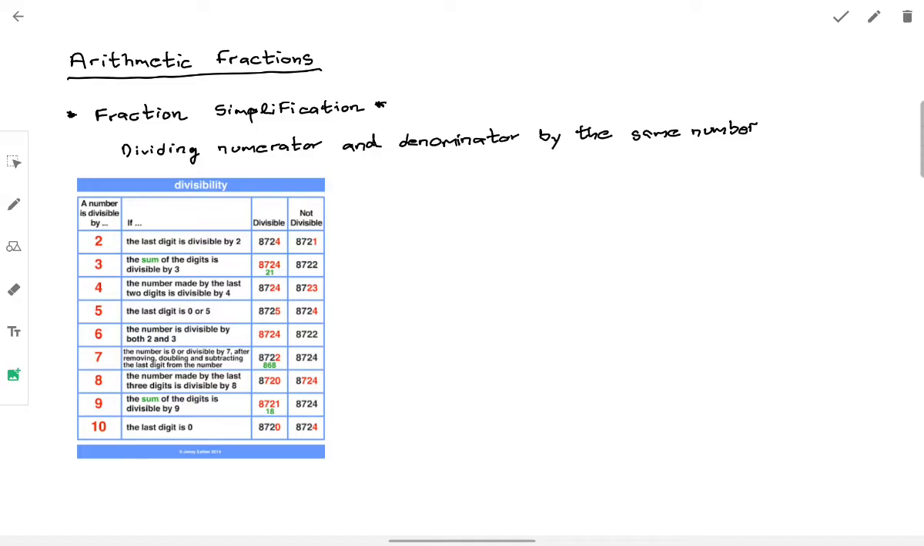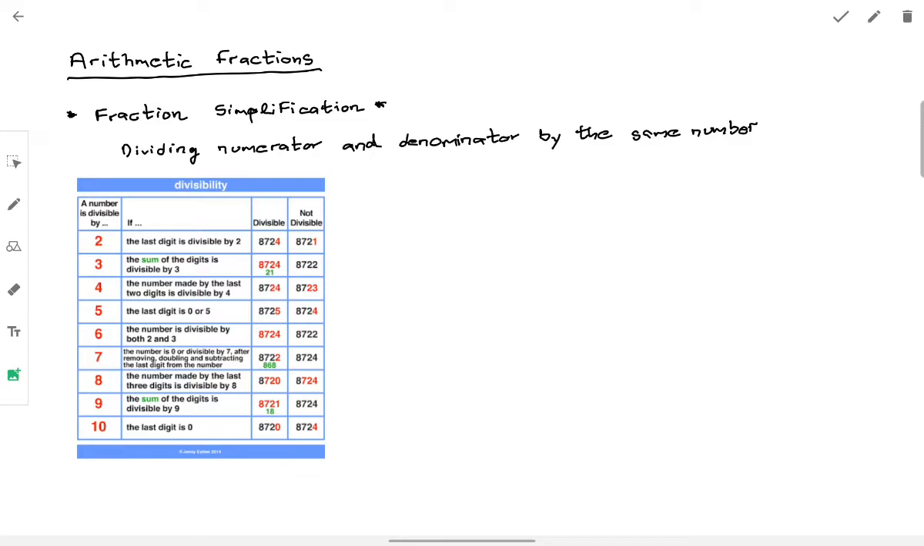Number 6, the number is divisible by both 2 and 3. So in order to know if a number is divisible by 6, you need to see if it's divisible by 2 and by 3. Number 7 is a little tricky.